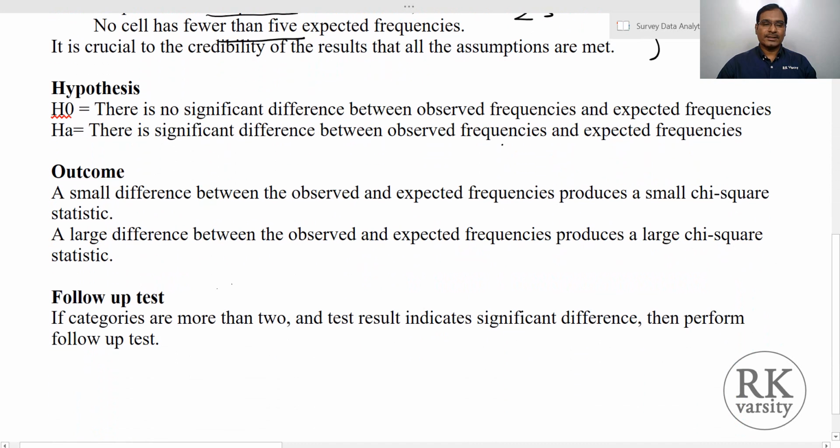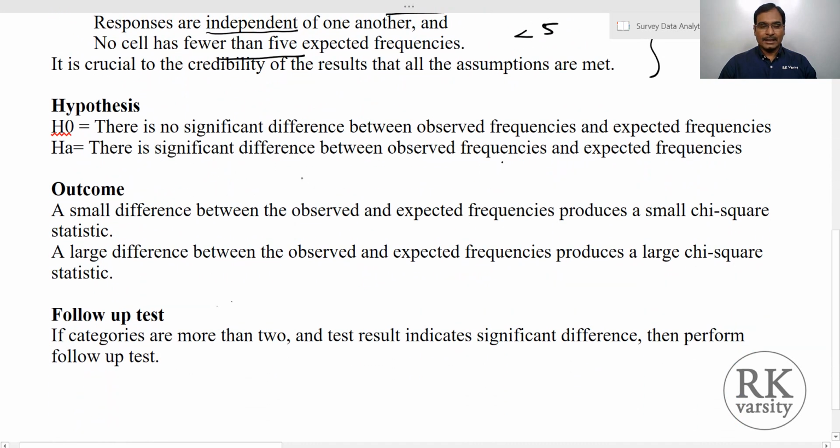In a chi-square test, the hypothesis that we frame is that there is no significant difference between observed frequencies and expected frequencies. So this is our null hypothesis. Whereas the alternative hypothesis is that there is a significant difference between observed frequencies and expected frequencies.